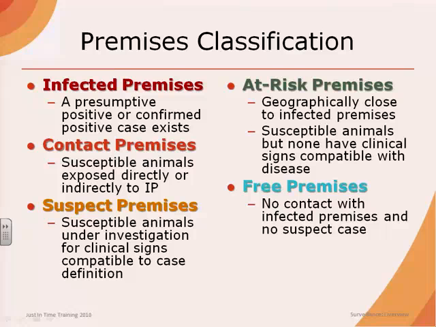A suspect premises is the location where susceptible animals are under investigation for clinical signs compatible with the case definition. At-risk premises are those that are in close contact geographically with the infected premises but have no reported infections or clinically compatible signs of the disease. Premises outside the surveillance zone that have had no contact with an infected premises and have had no suspect cases under investigation are classified as free premises.